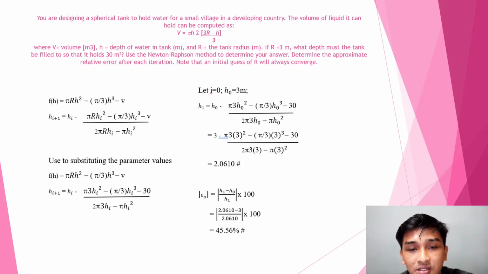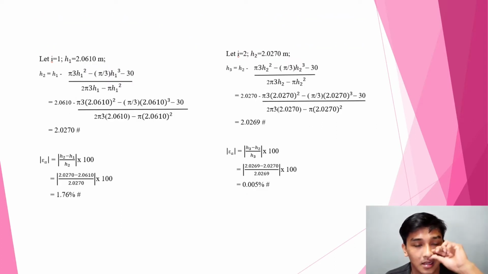Okay, so I get the H0 is 2.0610. Okay, and I make a percent of H0. Okay, I will get 45.56%.